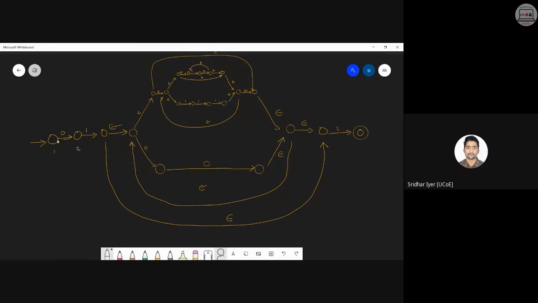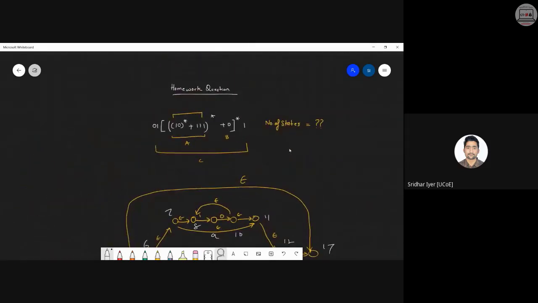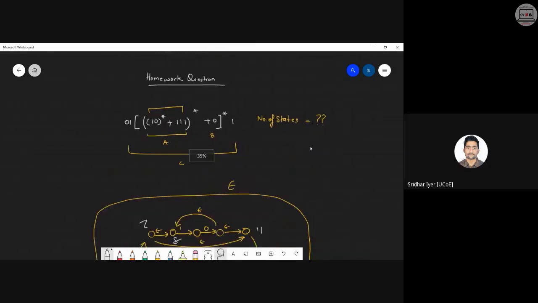Writing it 1, 2, 3, 4, 5, 6, 7, 8, 9, 10, 11, 12, 13, 14, 15, 16, 17, 18, 19, 20, 21, 22. Okay, so we are having these 22 states to solve this problem. So I guess if you get the logic, then however big the question is, however number of expressions are there in the question, it's really easy to solve it, right?